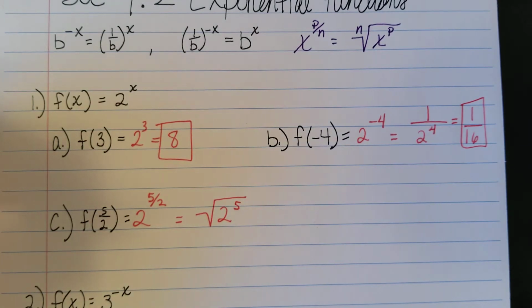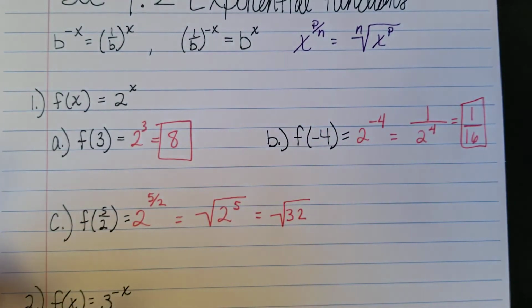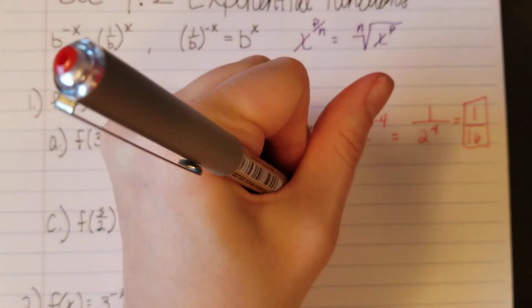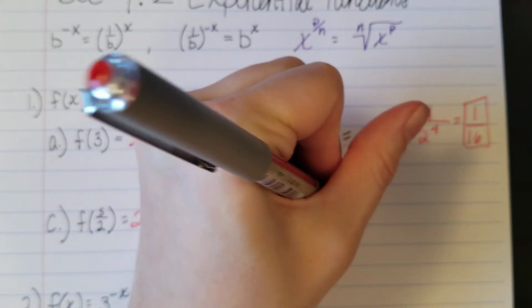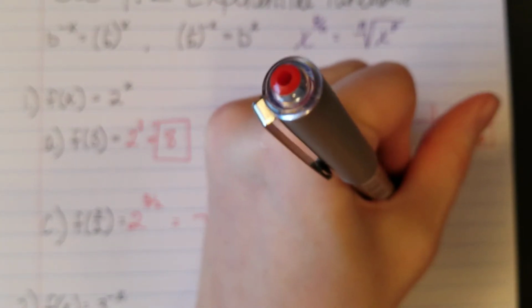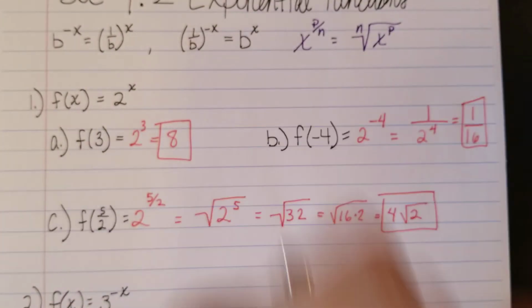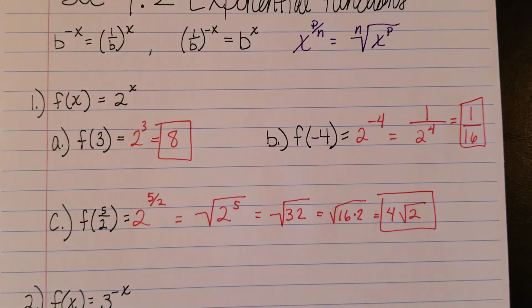All right. And 2 to the 5th power is 32. All right, and then we could simplify that because we know that 32 is the same thing as 16 times 2, and we know that the square root of 16 is 4. So that would be simplified to 4 times the square root of 2.